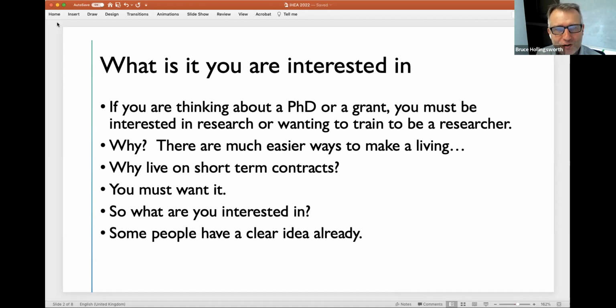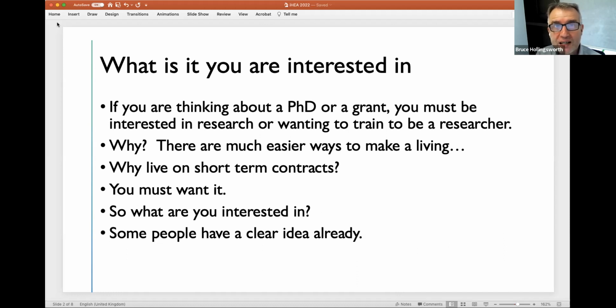There are other academic careers you could do. You could be a more teaching-focused academic who does a smaller amount of research, or whatever it might be. There are easier ways to make a living than being a researcher. You have to think, why do you want to live on short-term contracts, and things like that? So you must really want this. You must be really interested in it. So what is it that you're interested in? What are you really interested in?